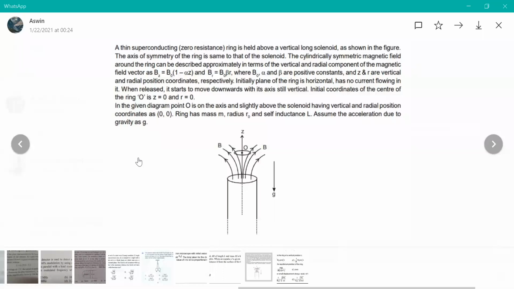Screen is not shared. The question is shared now, no? Oh, sorry. Are you able to see the question now? Is it shared?